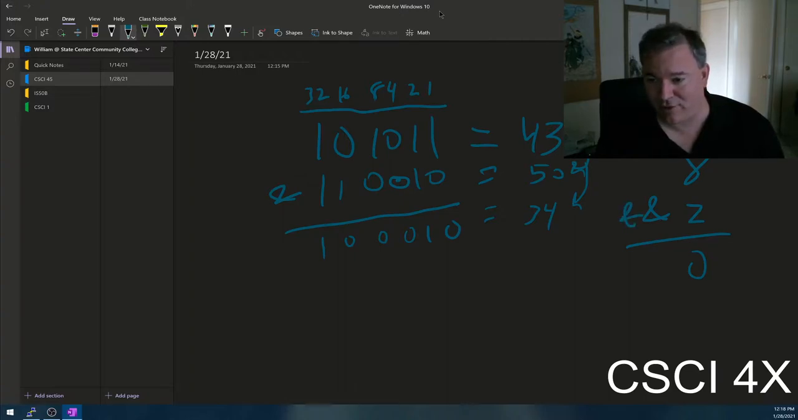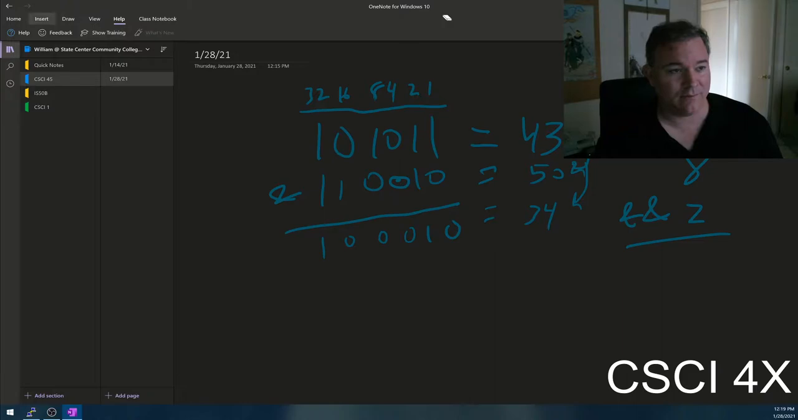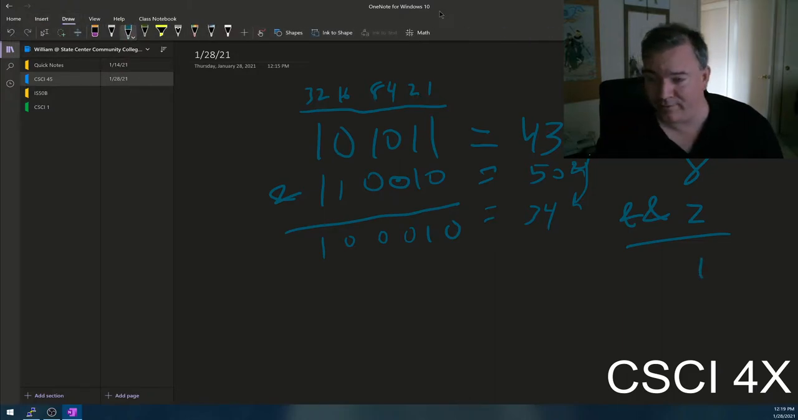If it was a logical AND, logical AND means anything that is not 0 is true. If it's a logical AND, the answer would be true, right? But with a bitwise AND, it's false. And so don't confuse logical AND and bitwise AND.